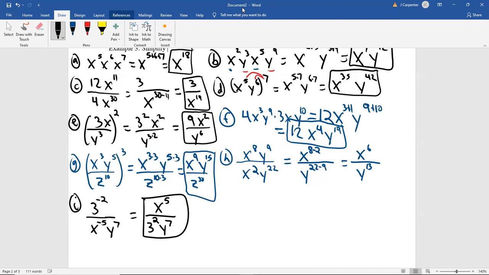And if you stop here, it's going to be wrong. And that's because we can evaluate what 3 squared is. 3 squared is 9. So that's x to the fifth over 9 times y to the seventh. That would be the appropriate answer.